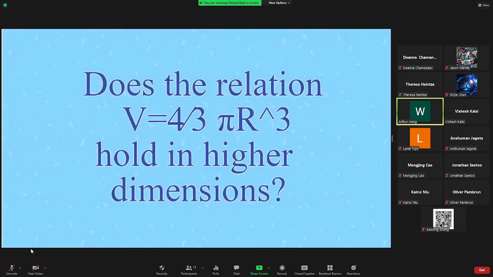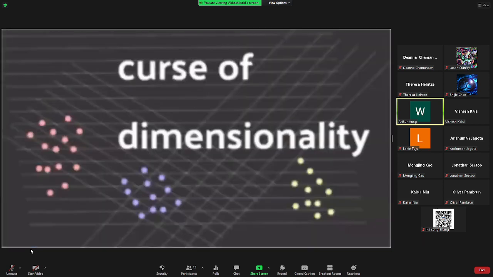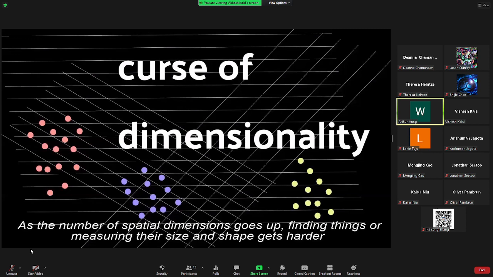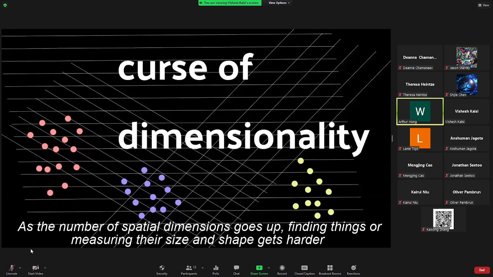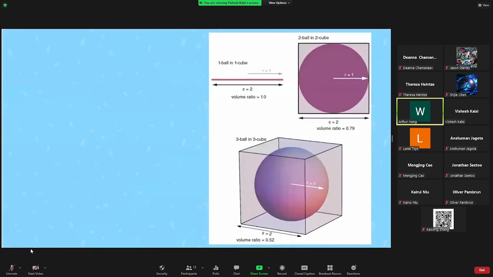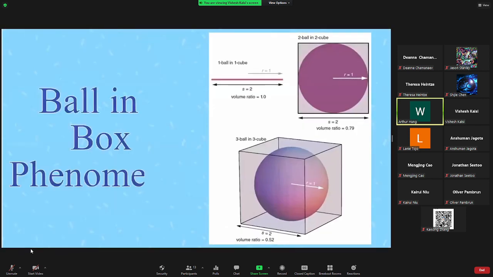Does the relation hold in higher dimensions? To find this out, I started searching the internet profoundly and stumbled upon something called the curse of dimensionality, which roughly states that as the number of spatial dimensions goes up, finding things or measuring their size and shape gets harder. As I dove deep into the research, I found out about the ball in a box phenomenon, which says that if you put an n-dimensional ball in an n-dimensional cube just large enough to receive it, the fraction of the cube's volume occupied by the ball falls dramatically as n increases.